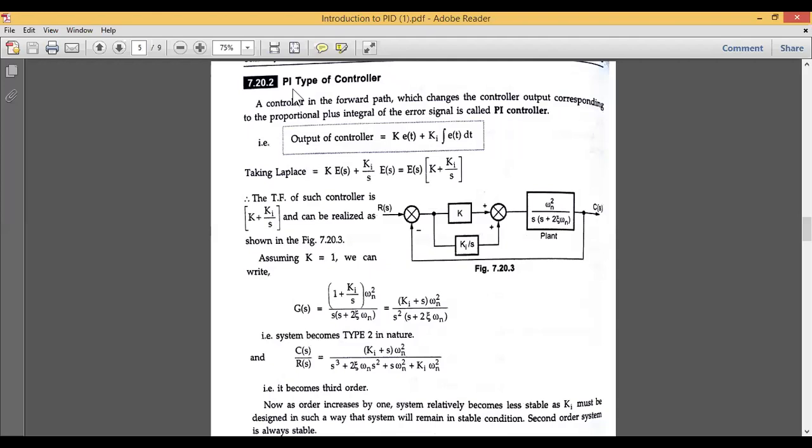Today we'll go with the second type of controller, which is the PI type of controller. PI is proportional plus integral. Whenever the term integral comes, obviously we will be integrating the error signal. So here we will see what a PI type of controller is. Basically, we define the PI controller as a controller that should be in the forward path.